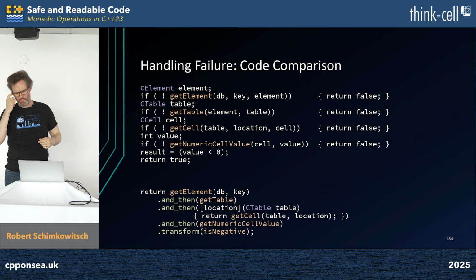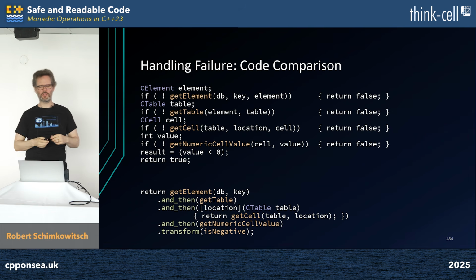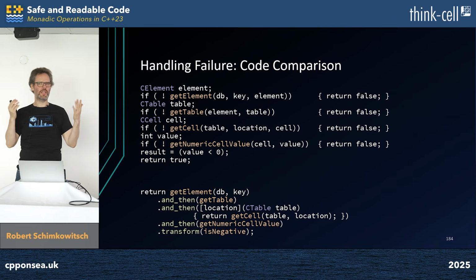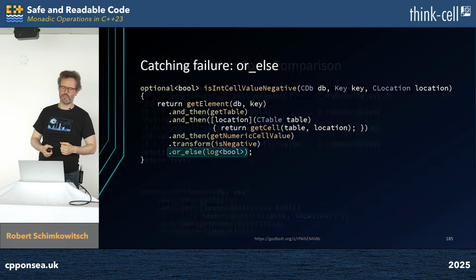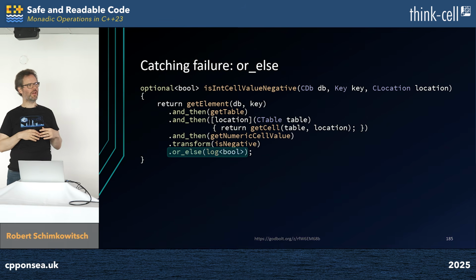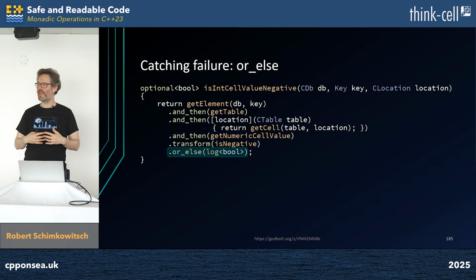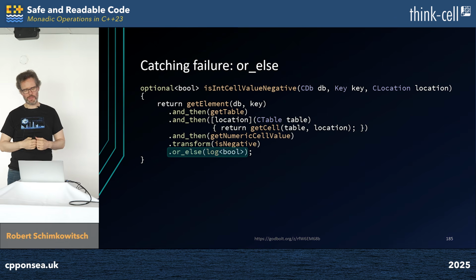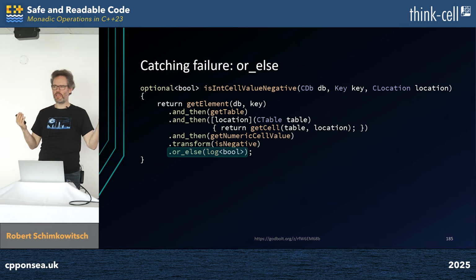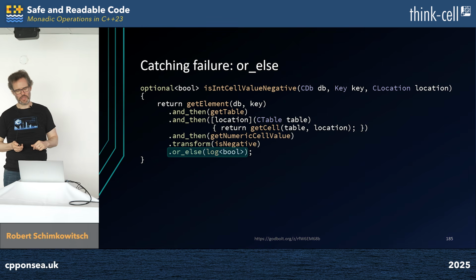So how about logging or something like that? I mean, okay, it won't misbehave, but we might want to log failure. There's a function that is a sibling to andThen. It's called or_else, and it will only call the function if the optional is empty. And since empty is our indication of failure, we can catch failure that way.